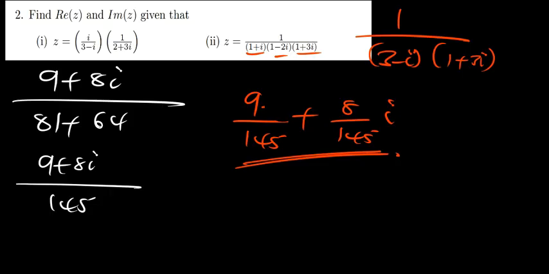So I'll say my real part is 9 over 145, then my imaginary part is 8 over 145i. As simple as that. So that is it for question 2.